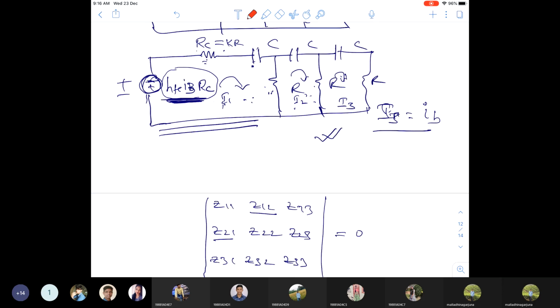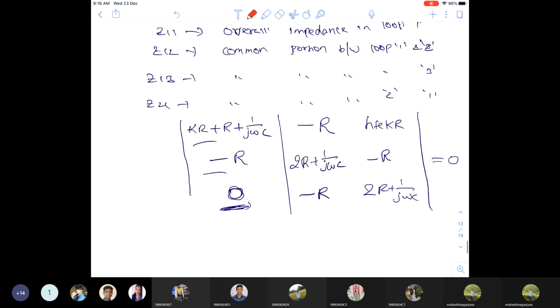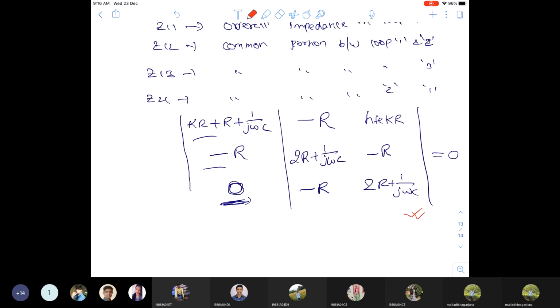We have discussed till this point. If you have any queries in this, please ask here. Any doubts in this preparation of the determinant matrix, you can ask. Any queries in this? No, sir.